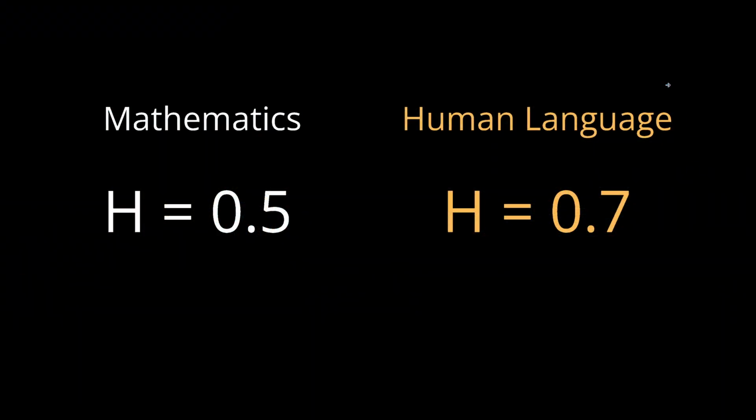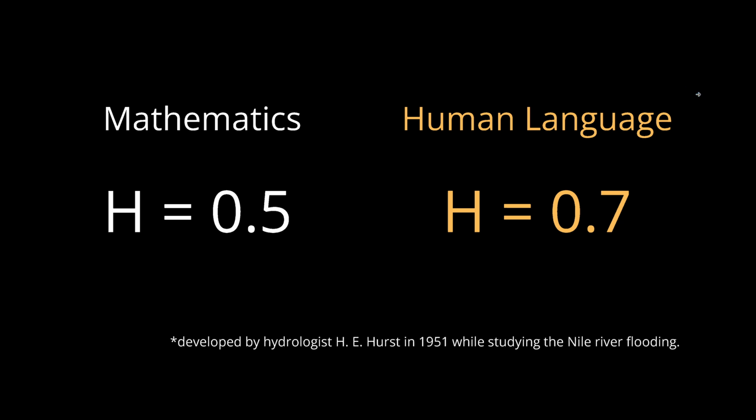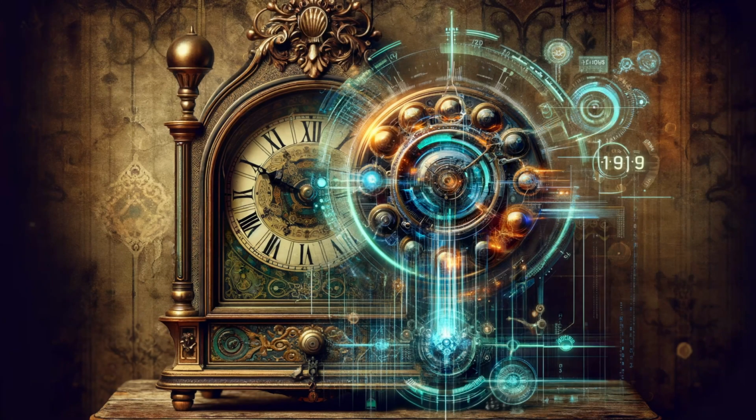You might now be amazed and you say, no, that's not possible. The human language with a 0.7 and mathematics only a 0.5. Who calculated this? And you know, it was hydrology Hurst in 1951 while he studied the Nile River flooding. And this has such an importance today when we have here computational linguistics.